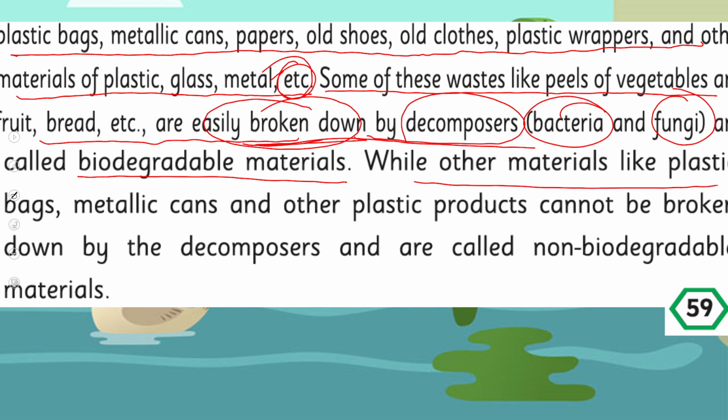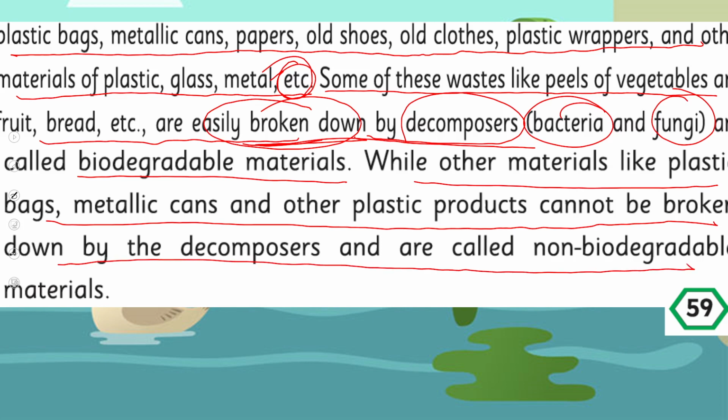While other materials like plastic bags, metallic cans and other plastic products cannot be broken down by the decomposers and are called non-biodegradable materials. So materials like glass, metal, plastic bags and cans cannot be decomposed by decomposers, that is, they cannot break them down into small pieces; they remain as a whole. So this is why such materials are called non-biodegradable materials.